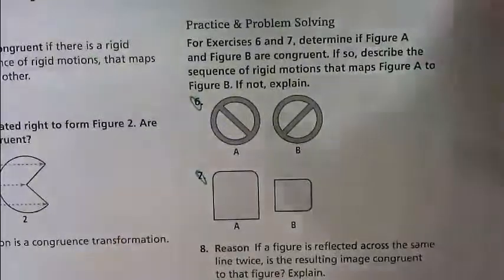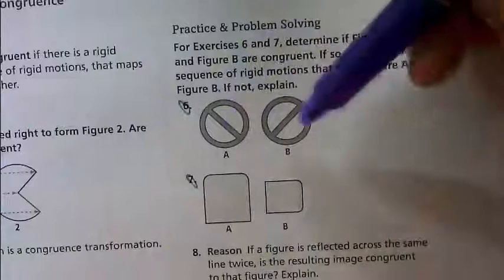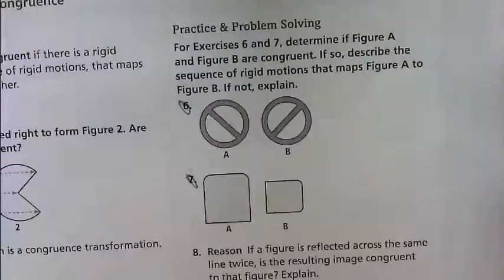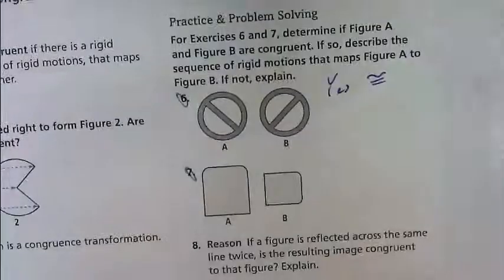All right. Moving on to 6 and 7. This was from 194, yes. Determine if figure A and figure B are congruent. If so, describe the sequence of rigid motions that maps A onto B. If not, explain. So, would you say A and B are congruent? Yes. All right. I agree. They are congruent. All right. What could we do in order to map that onto this? And there was more than one correct answer on this one.